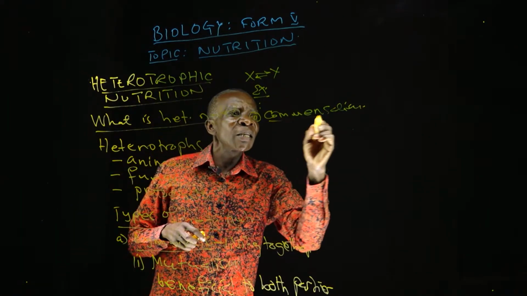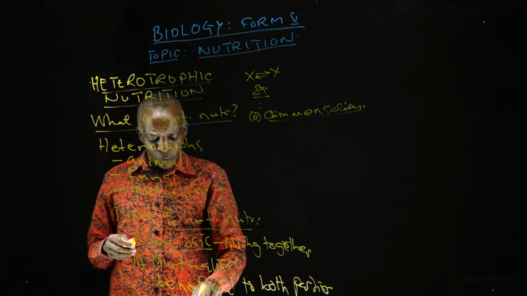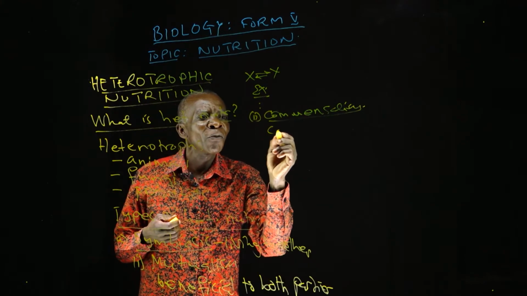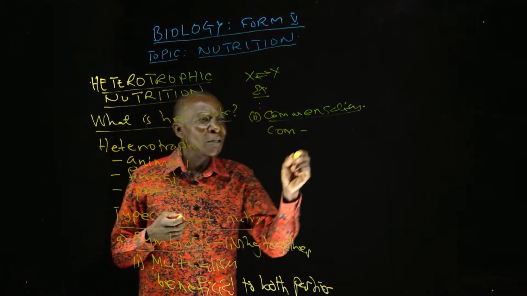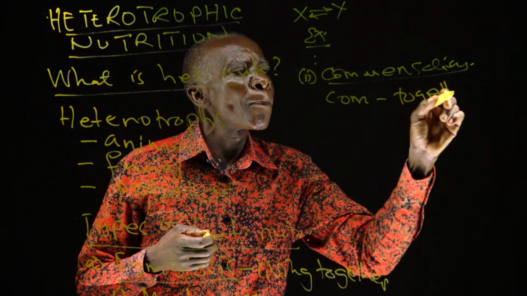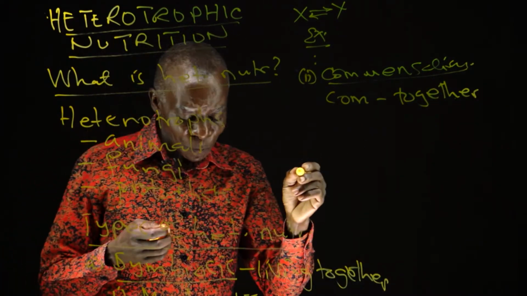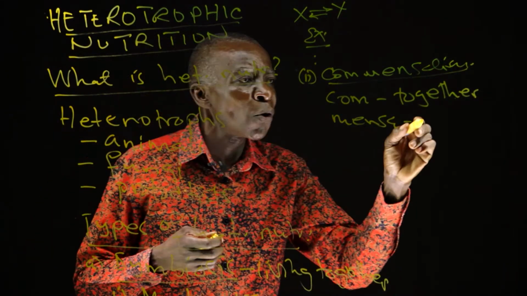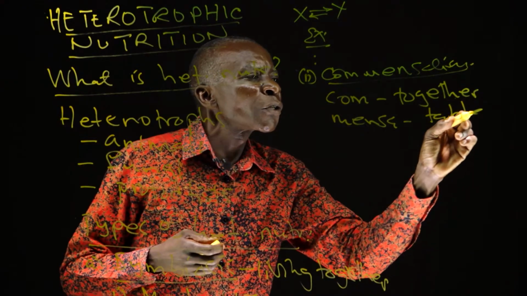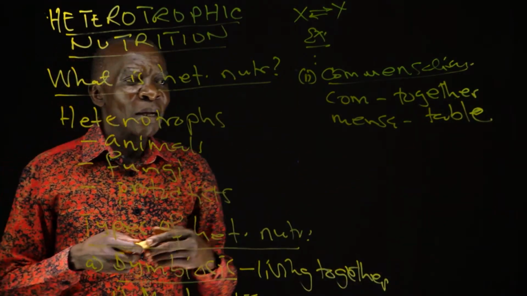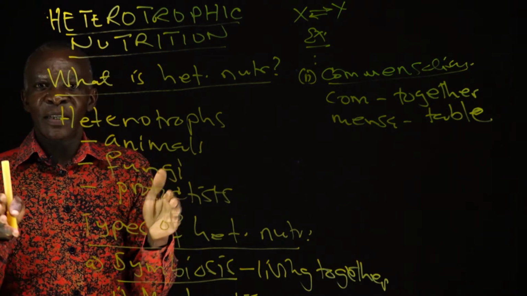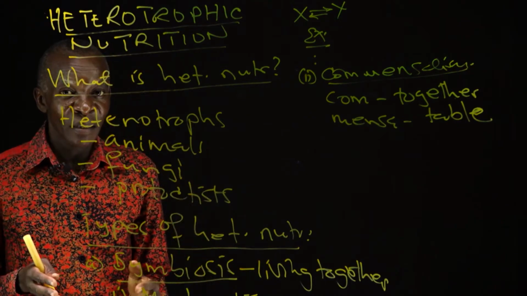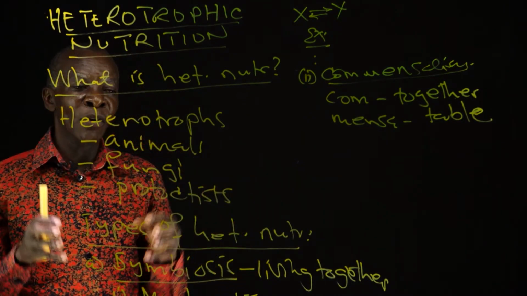Well, the word commensalism is coming from two terms. We have com, which means together, and then mensa, which means table. So the word commensalism literally means eating at the same table. You are on the same table, sharing the same plate, enjoying the same food, but you don't recognize each other.